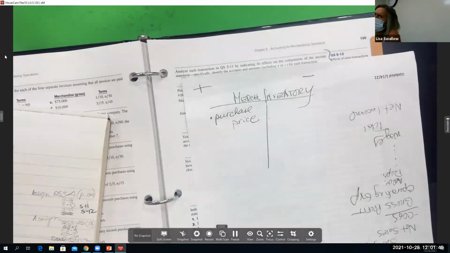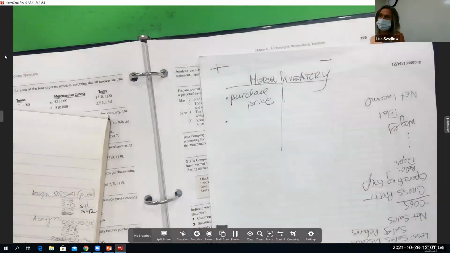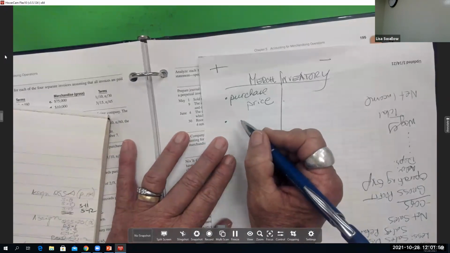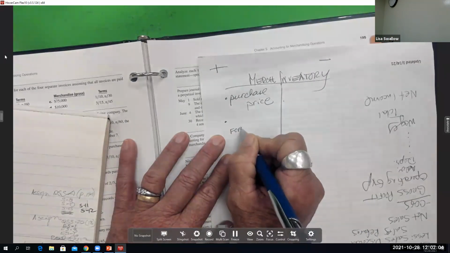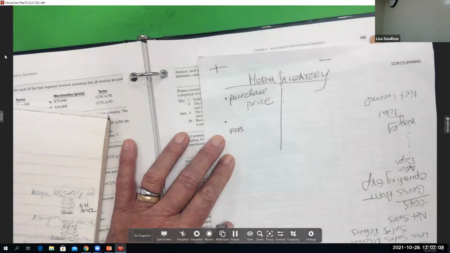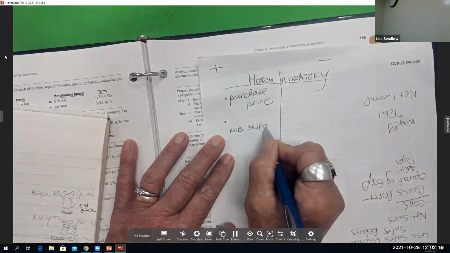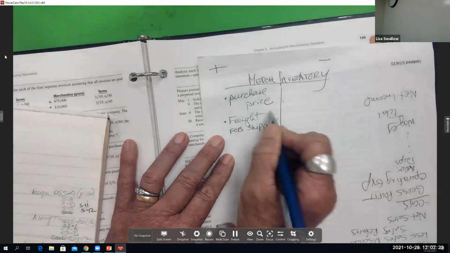So obviously, whatever they quoted me as the purchase price is a debit. Okay, what did we just learn from that freight slide? So if the inventory was, what are the terms again? FOB shipping point. It was free in China. So I had to pay for it in Long Beach. The cost of the freight.